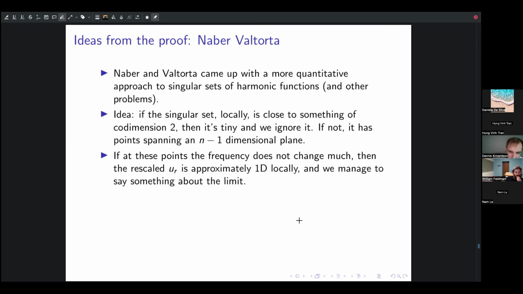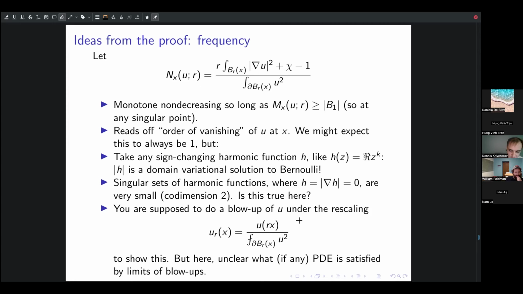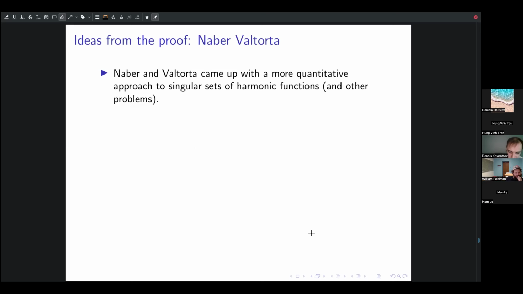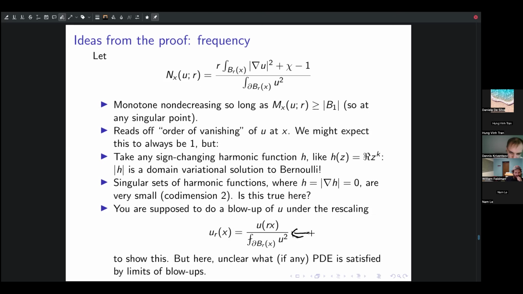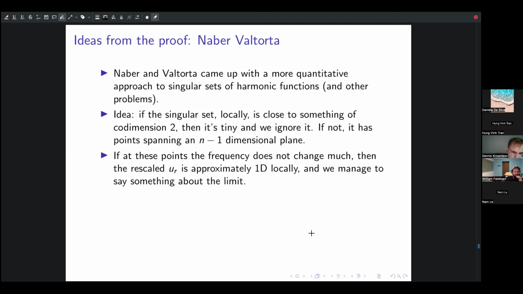And for us, this is ideal because if I do a blow up and I know that the limit is codimension 1, I can actually classify them and I can pass the PDE to the limit. I can upgrade the convergence to the limit essentially, because the limit is so restricted. And so we can make this work essentially.